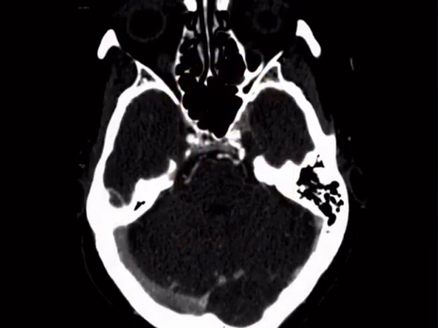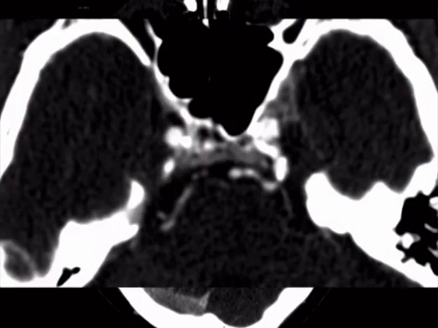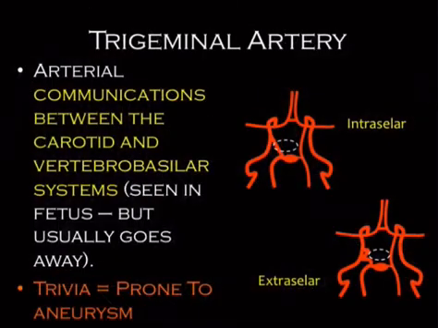Here's a less common variant. Let's zoom in here. This thing is a communication between the vertebral basilar system and the carotid. This is actually normal in the developing fetus, but it usually goes away. So some people call this a persistent trigeminal artery, meaning that it's a persistent fetal thing. And it's actually the most common connection between the vertebral basilar and carotid systems. So that's one piece of trivia to know. Another piece of trivia to know is that it's prone to aneurysm.